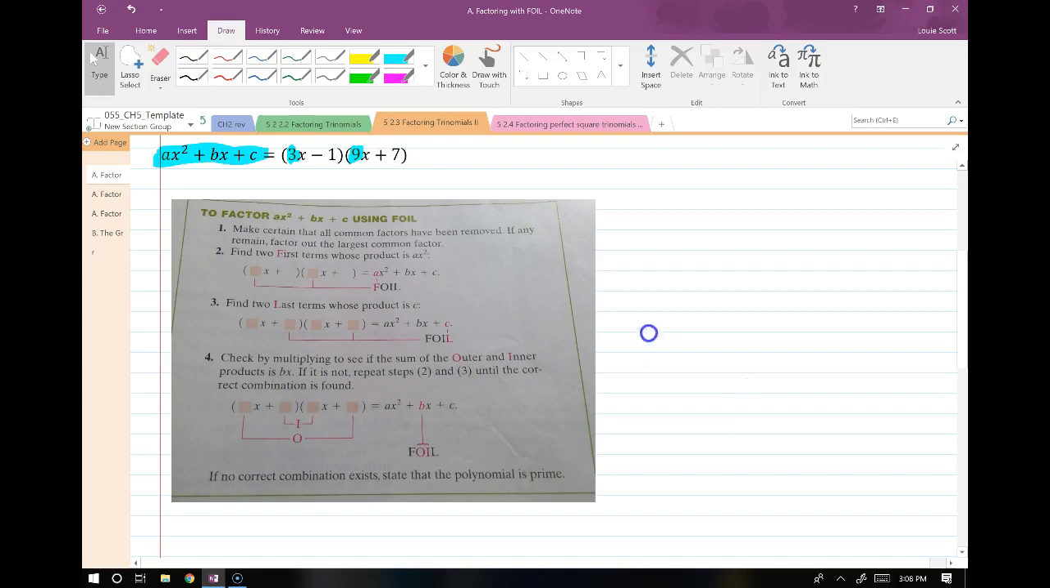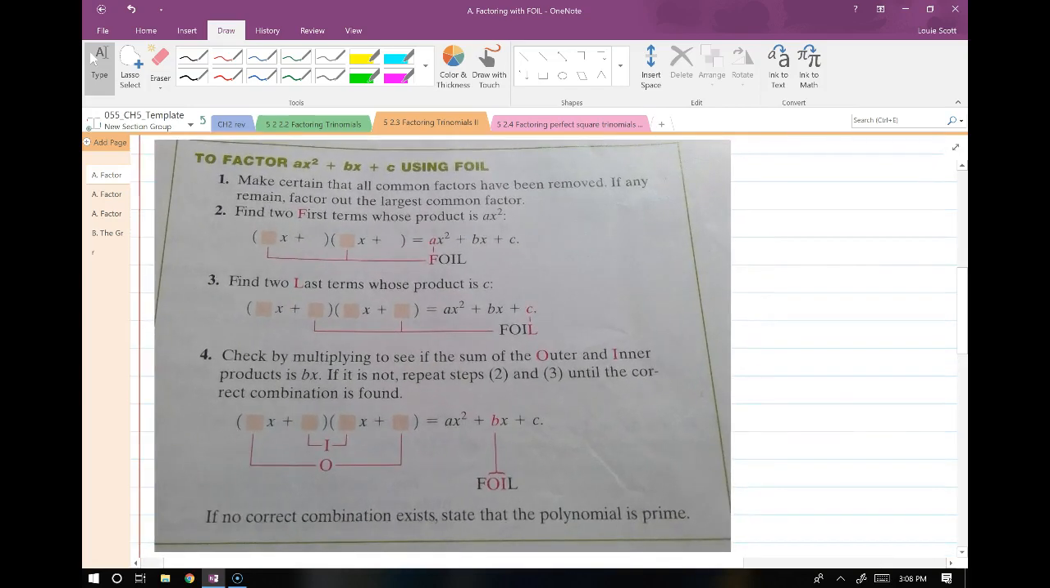There's a little diagram on how this is done on page whatever of your book. Basically, this diagram goes through the FOIL, but it's the new type of FOIL, right? So now the F term is no longer going to be just x squared.